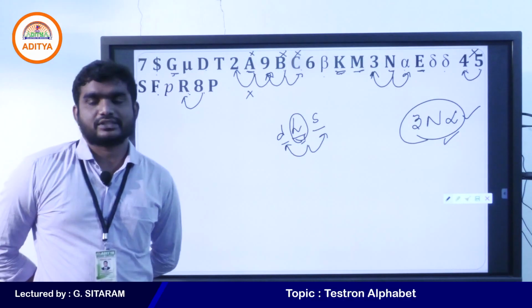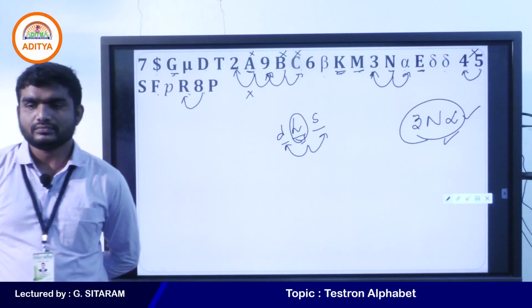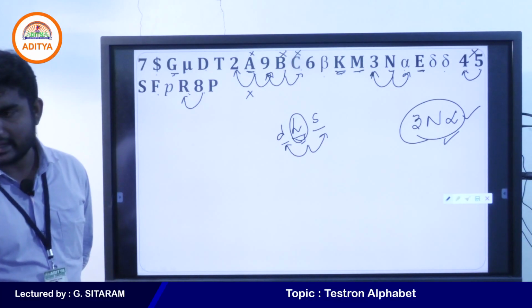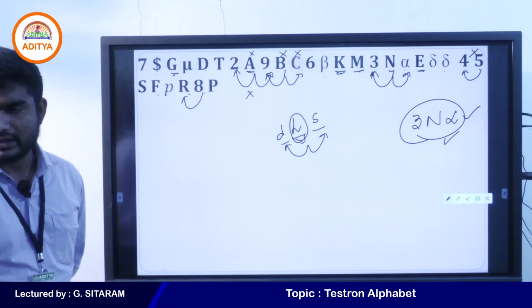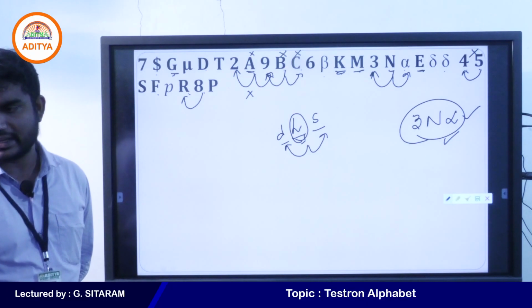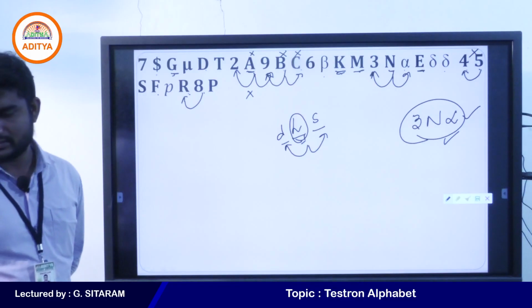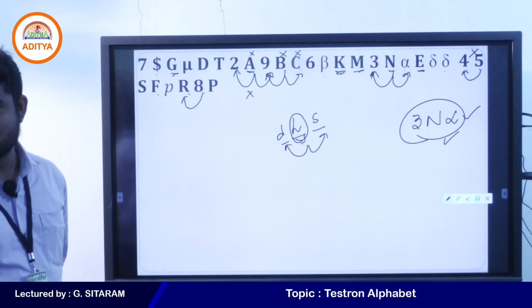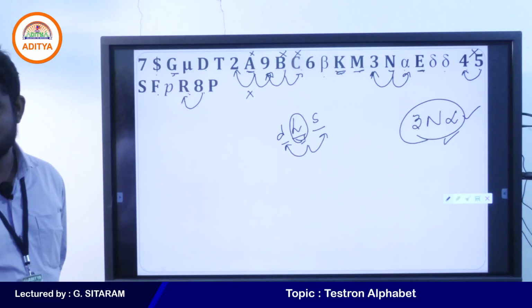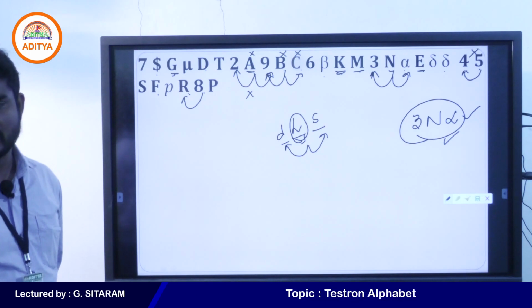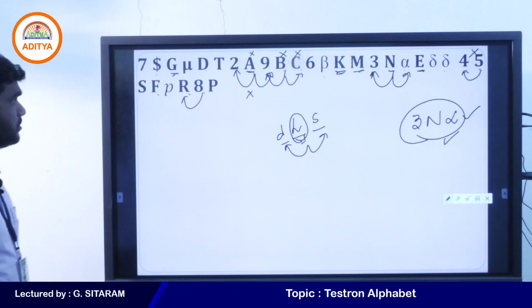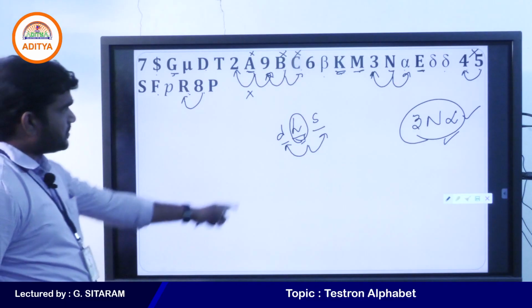This topic is called test on alphabet. Is it clear how many pairs you have got? I just want to check your answers. I can see only one. Is it okay for you? Only one such pair is there. You have to check once: how many such letters are there?